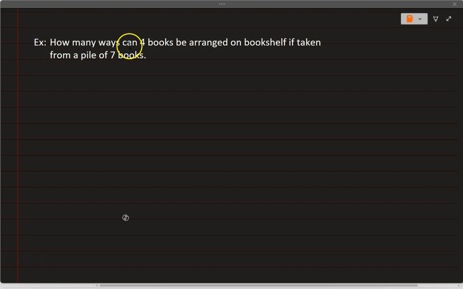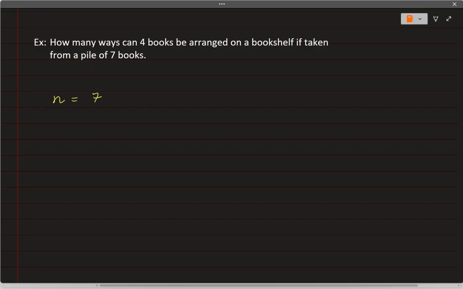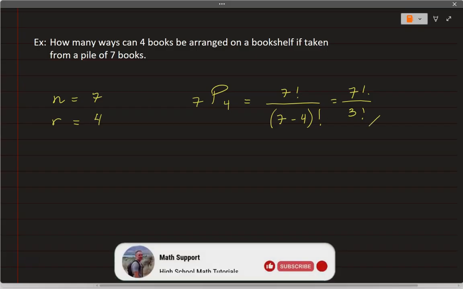Last question. How many ways can 4 books be arranged on a bookshelf if taken from a pile of 7 books? So we have n equal to 7, and R, the number of objects taken from the 7 books, is 4. Then 7 permute 4 is equal to 7 factorial over 7 minus 4 factorial, which will be 7 factorial over 3 factorial. Now you can use the math and the calculator to find out what that is, and that's basically the final answer.